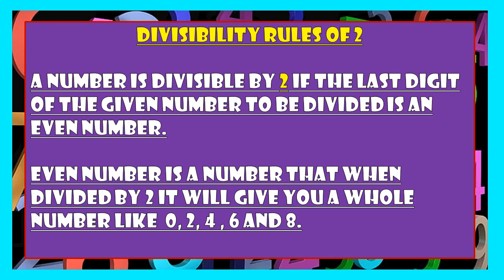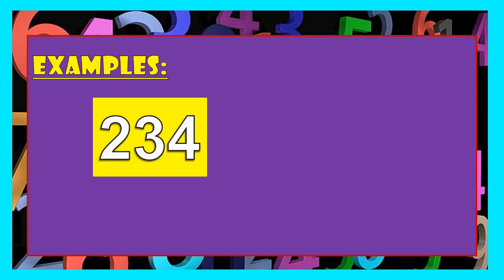Ano ba yung even number? Even number is a number that when divided by 2, it will give you a whole number. Like 0, 2, 4, 6, and 8. So, pag yung even number na kapag dinivide mo siya sa 2, whole number ang magiging sagot. So, para maipakita ko sa inyo, magpakita tayo ng halimbawa. Examples. Kung meron akong 234, ito ba ay divisible sa 2?